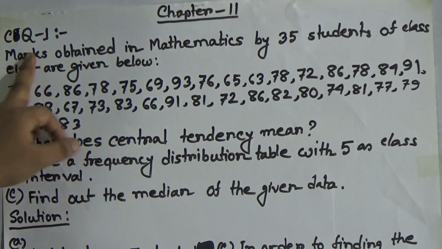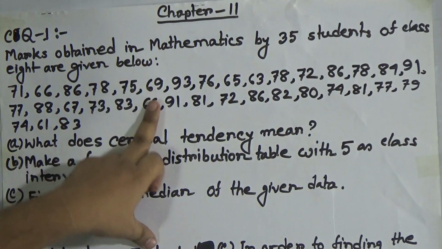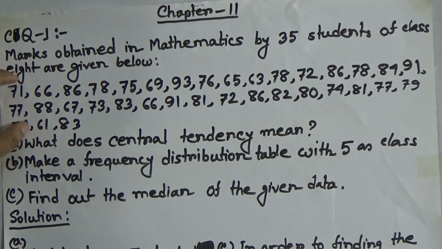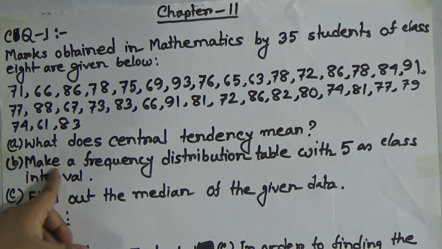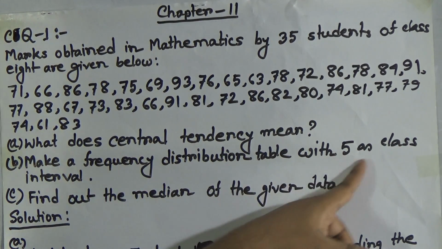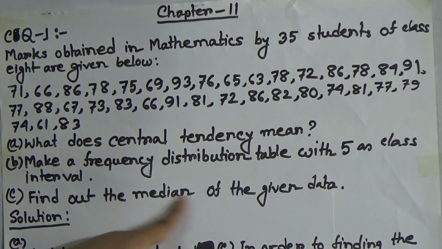Marks obtained in mathematics by 35 students of class 8 are given below. Here are the data. That means these are the marks of 35 students. By using this data, we shall solve questions A, B and C. What is question A? What does central tendency mean? B: make a frequency distribution table with 5 as class interval. It is so easy from class 5. We have already learned this. C: find out the median of the given data. This is also easy math.